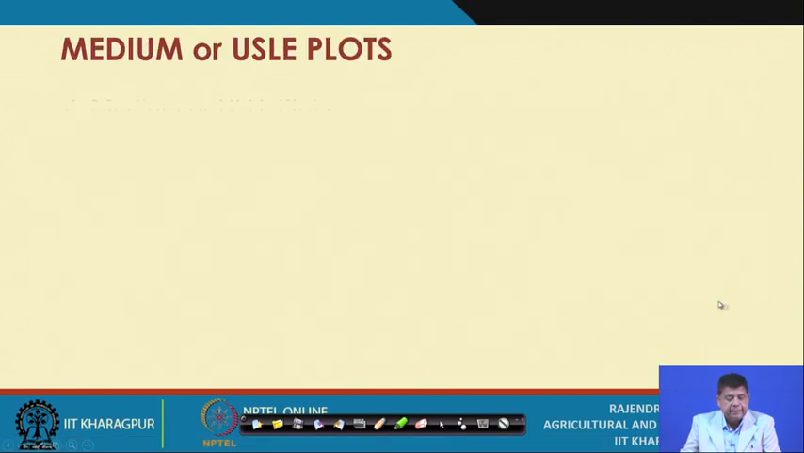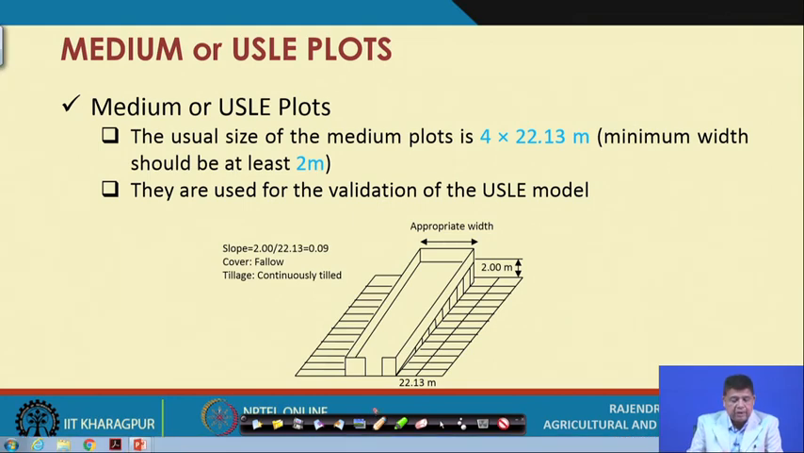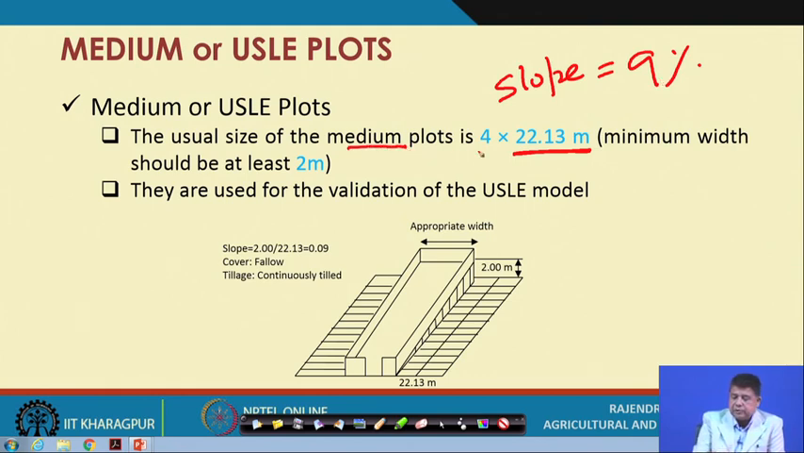Then the second type is the medium or USLE plot, and we have already seen that standard USLE plots have certain characteristics. We saw that the length is 22.13 meters and the slope is 9%. This is the standard requirement of a standard USLE plot. The usual size of the medium plots we use is 4 meters by 22.13 meters, and the minimum width should be at least 2 meters. So, it should be minimum 2 meters by 22.13 meters, and then it can go beyond.